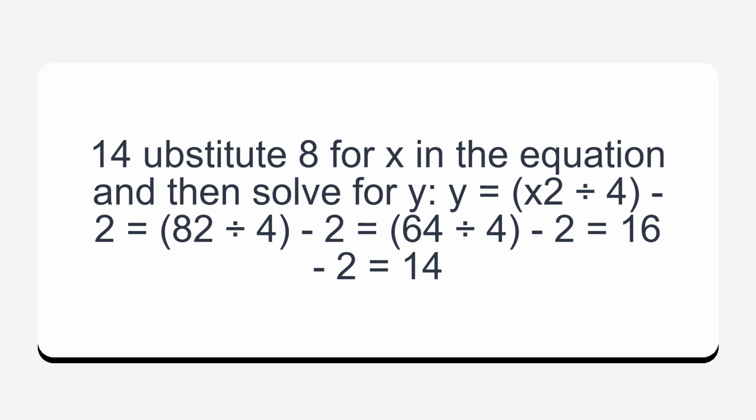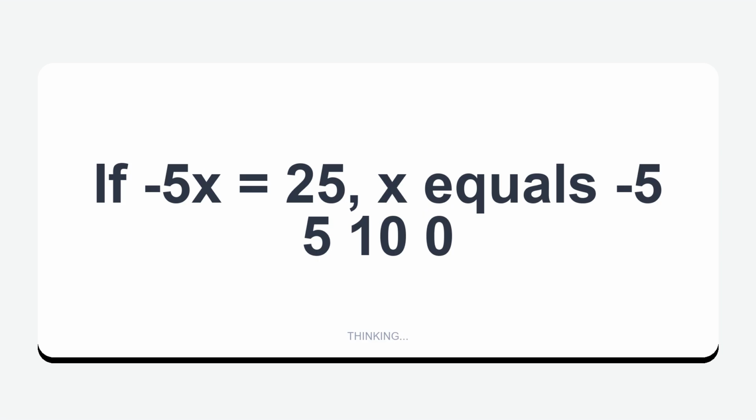14. Substitute 8 for x in the equation and then solve for y. y equals x squared divided by 4, plus 2, equals 8 squared divided by 4, plus 2, equals 64 divided by 4, plus 2, equals 16 plus 2 equals... 14. If -5x equals 25, x equals -5, 5, 10, 0. Minus 5.